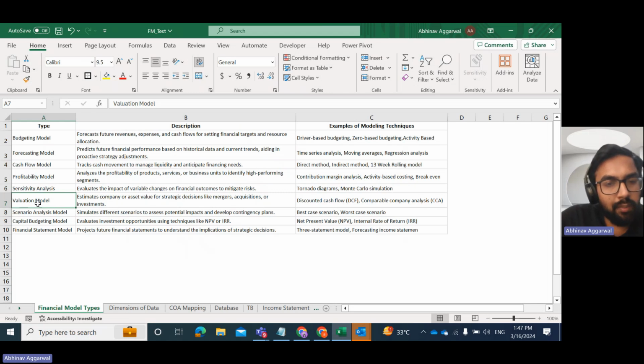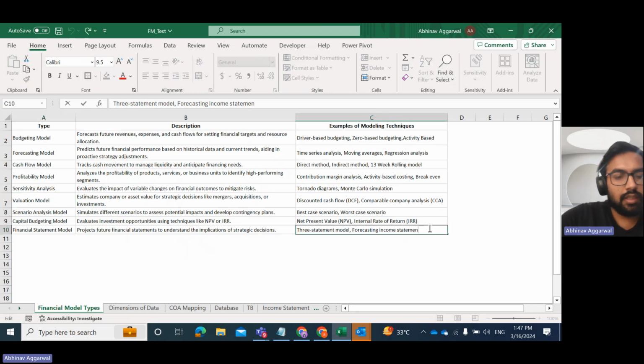Then there is the capital budgeting model. You might have already read about NPV and IRR. This is commonly used to evaluate investment opportunities, whether to invest in something or not. Then, most commonly, there are financial statement models, three statement models: building the profit and loss, the balance sheet, and the cash flow statement, to understand the implications of strategic decisions. Let me correct this.